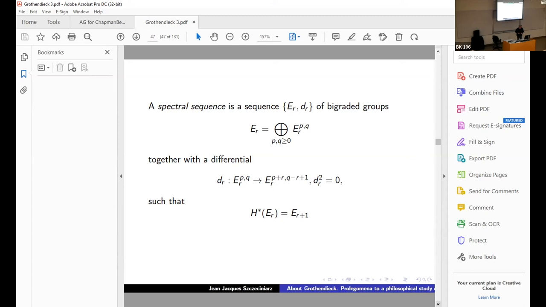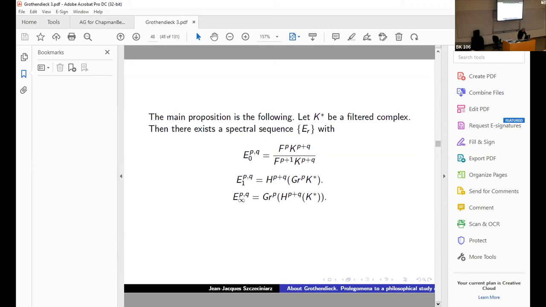d_r maps E_r^{p,q} to E_r^{p+r,q-r+1}, with d_r squared equal to zero, such that, and this is very most important, H*(E_r) is E_{r+1}. That means that you have a term, and the term after this term is the cohomology of this first term.